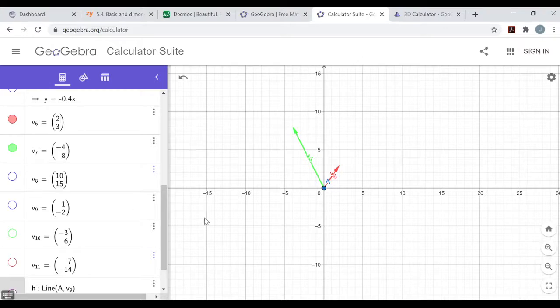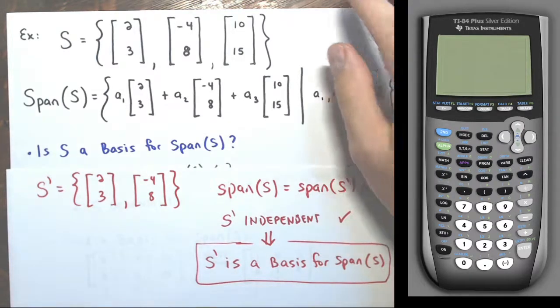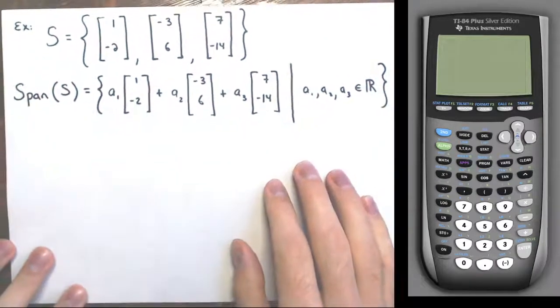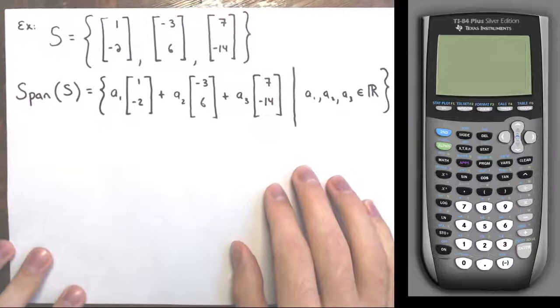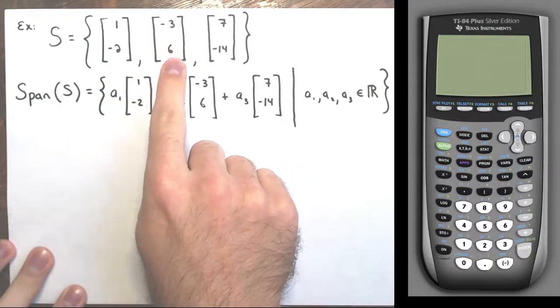All right. Next example. I have one more example here where I'm in R2. I'll be going to the two-dimensional GeoGebra page, and then we'll get into some examples in R3. So R2, some R2 vectors again. Here I have the set of three vectors: (1, -2), (-3, 6), and (7, -14).